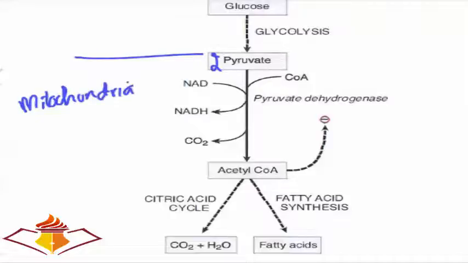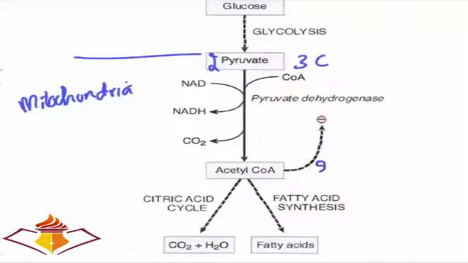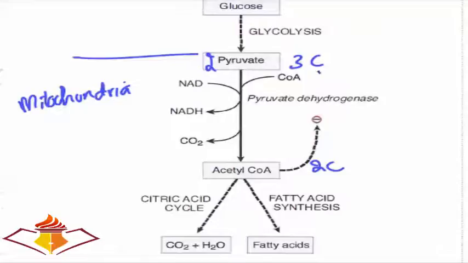You have to remember that pyruvate contains 3 carbons while acetyl-CoA has 2 carbons. So the 1 carbon is used in making carbon dioxide. The enzyme is a dehydrogenase, so NAD has to be reduced to NADH, and this is the link reaction.